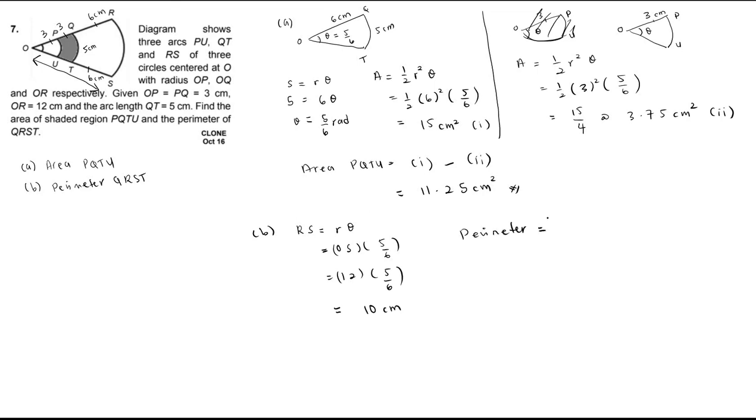To get the perimeter, the length of QR plus RS plus ST, and lastly plus TQ. Okay, QR 6 cm, RS is what we calculated earlier, 10 cm, ST again 6 cm because the length should be the same. And then TQ. TQ is given 5 cm. And the total of that is 27 cm.